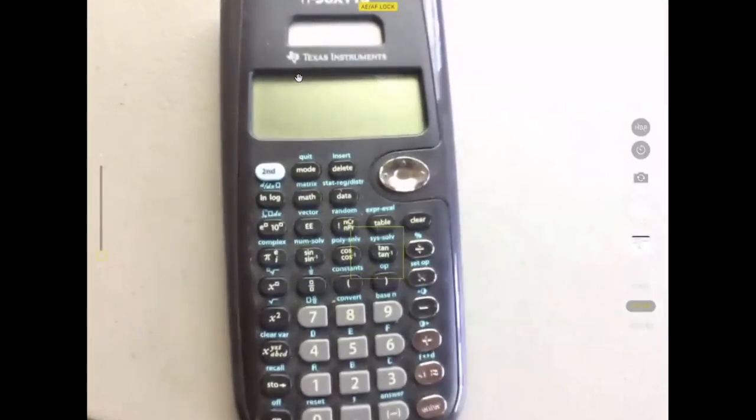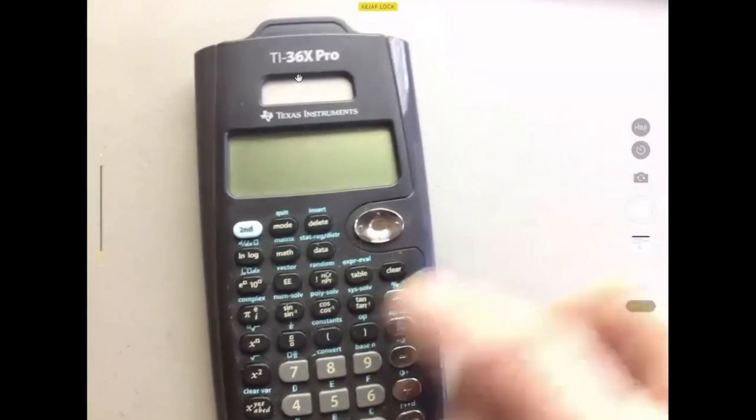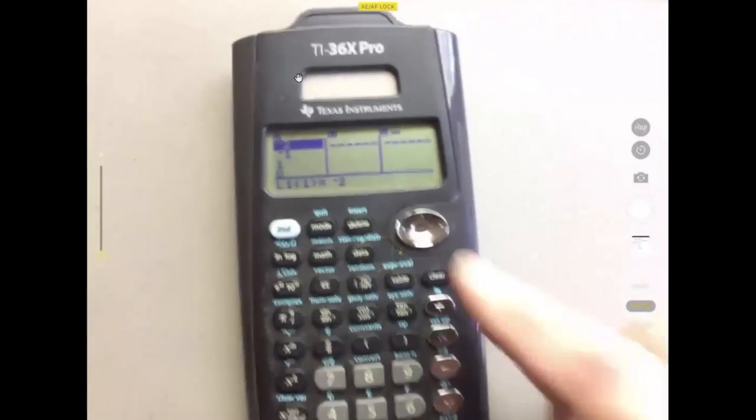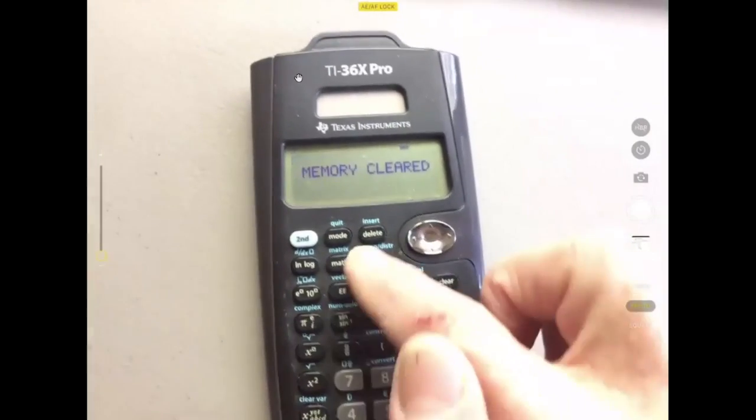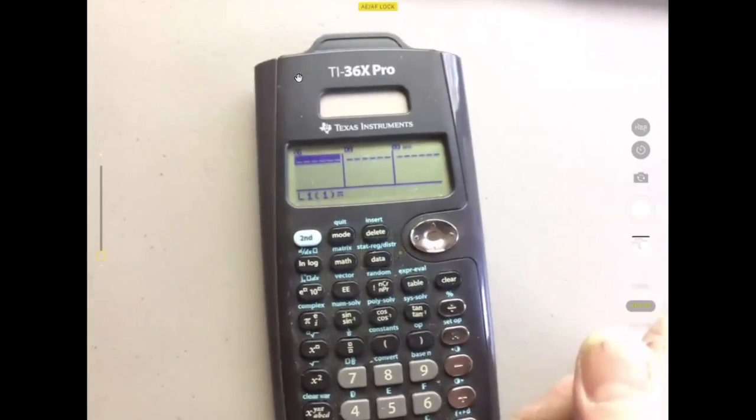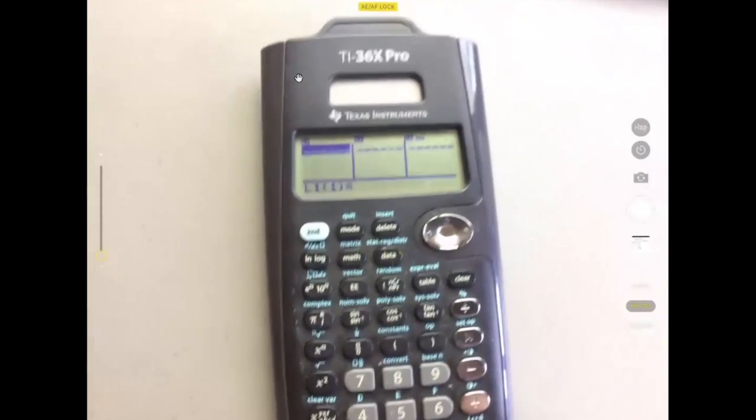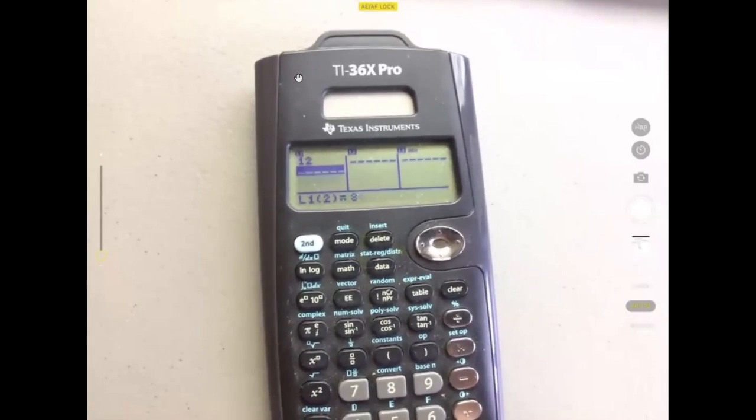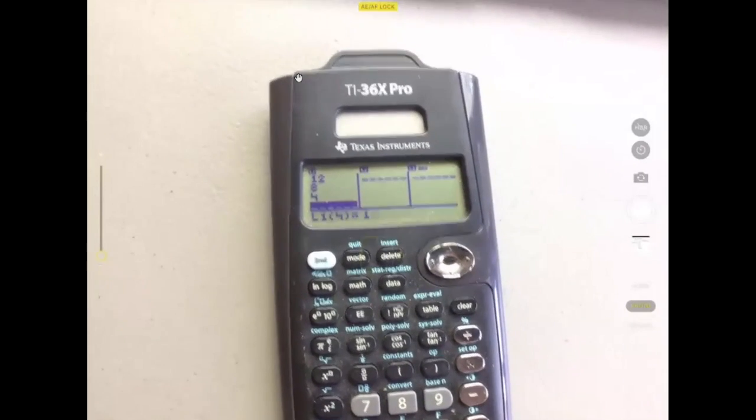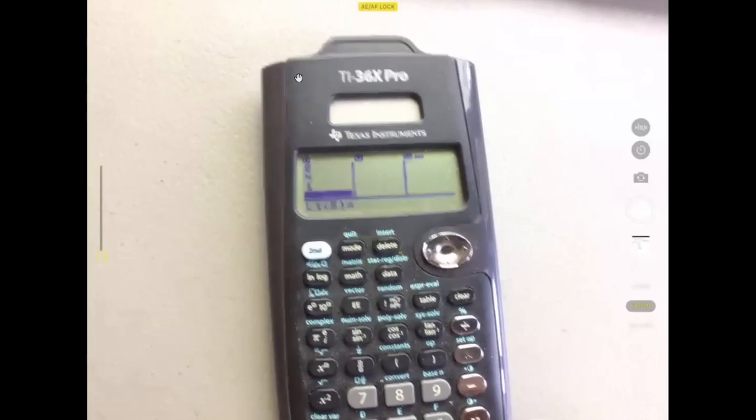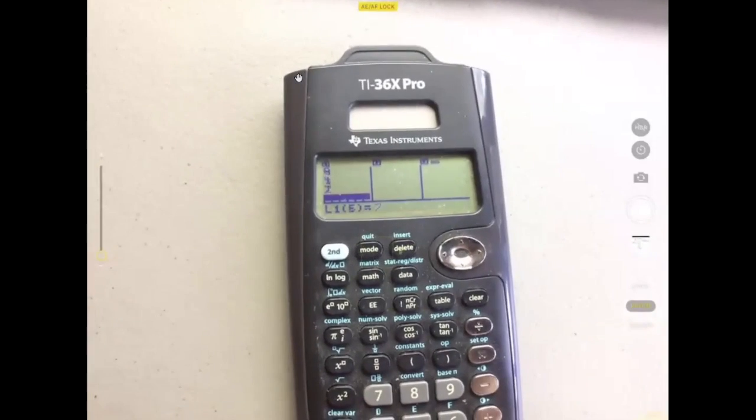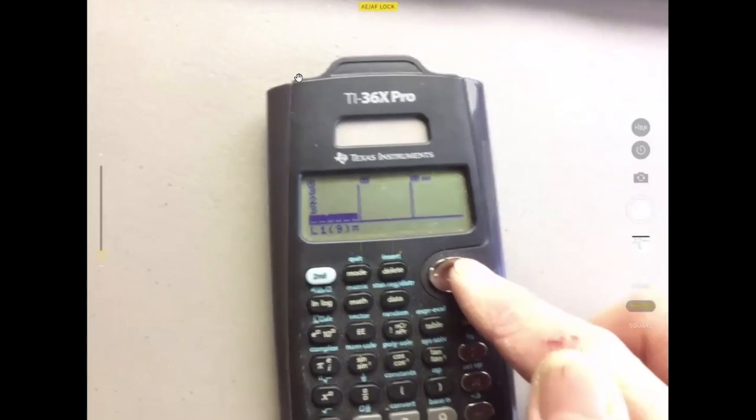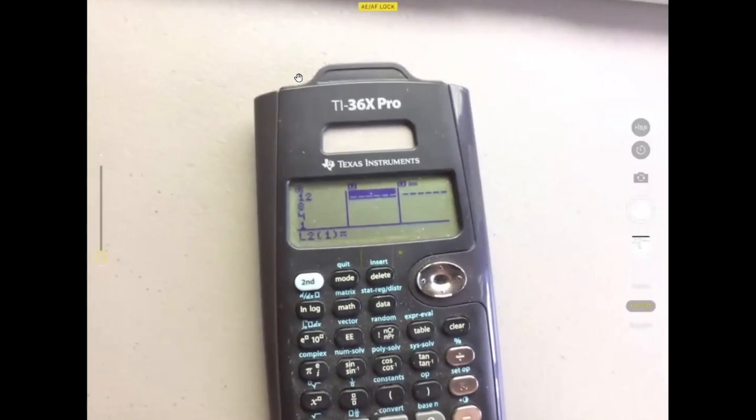Yeah, that's good. All right, and then go into data, and then just key all the X's in the first column. Oops, got to clear the memory. And key all the X's in the first column and the Y's in the second column. So we'll go ahead and begin. Okay, and then I'll do the Y's.